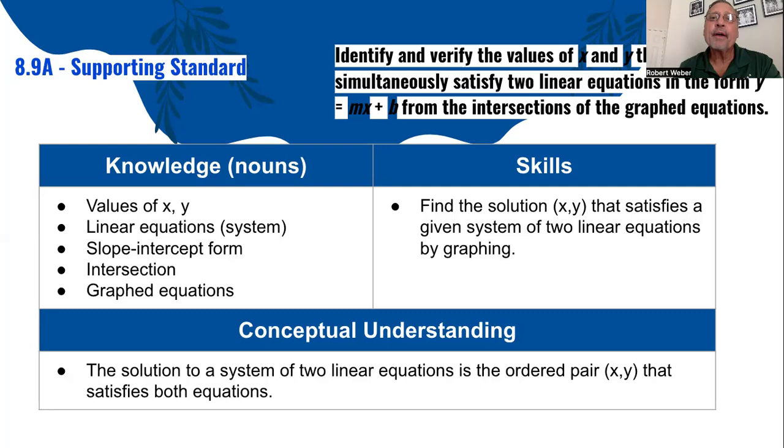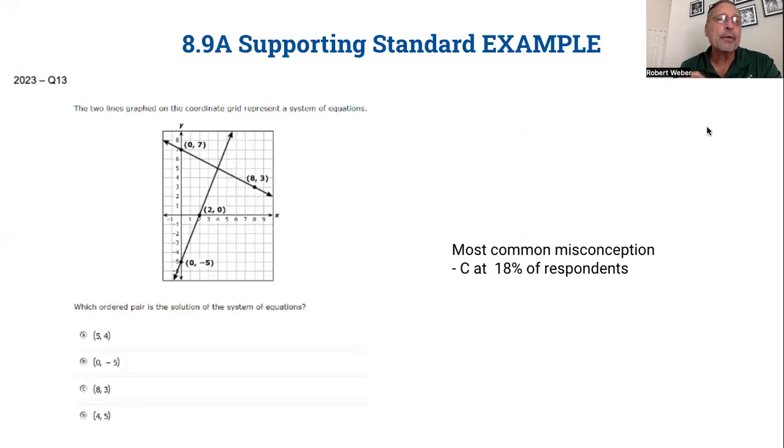Supporting standard: identify and verify the values of x and y that simultaneously satisfy two linear equations in the form y equals mx plus b. So basically what you're doing here is graphing two equations and seeing the intersection to look for the solution (x, y), the point or the ordered pair that solves both of the equations. Onward and upward, the example there, you can see it's graphed and it asks for which is the ordered pair that's the solution.